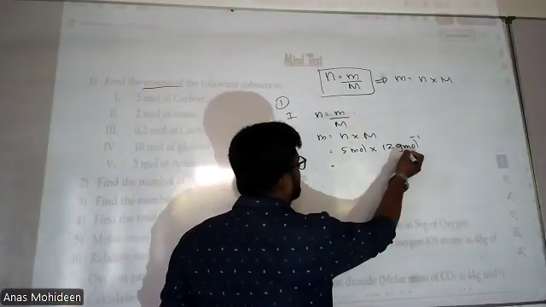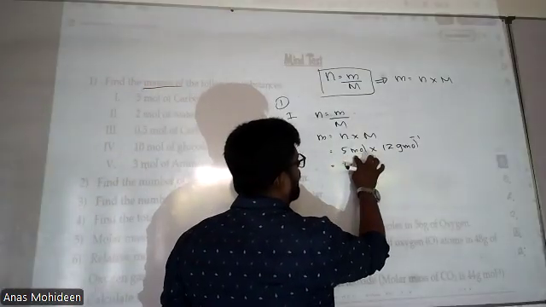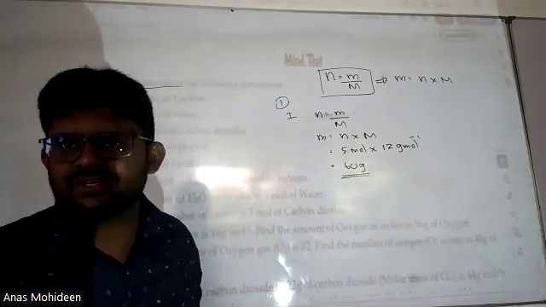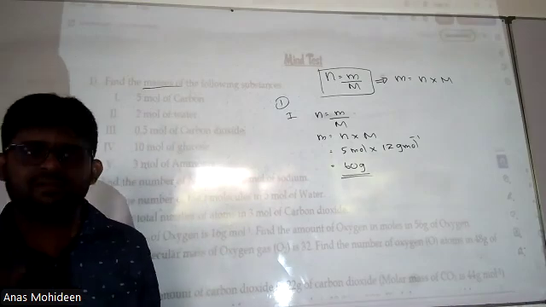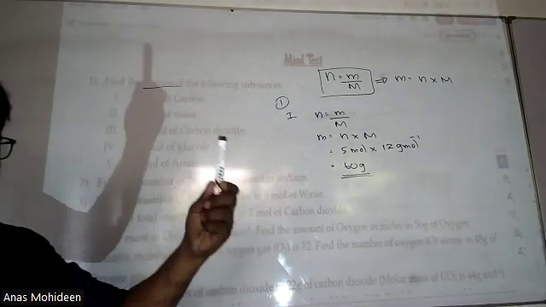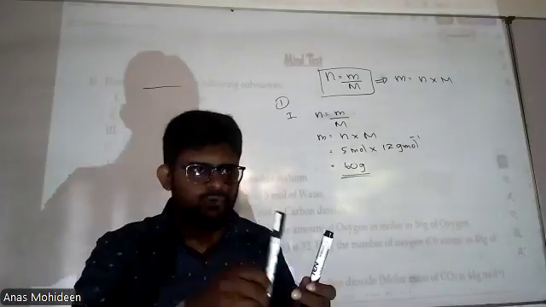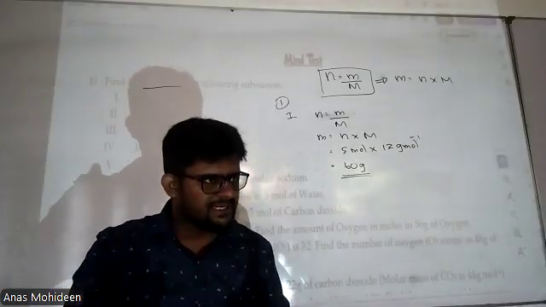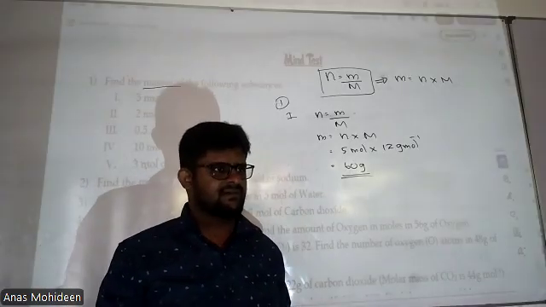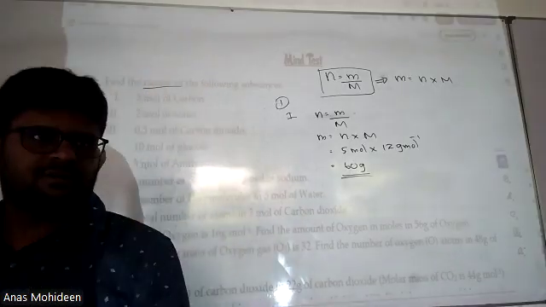5 into 12, how much? 60. Mole cancels with mole, so 60 grams. So how many grams are there in 5 moles of carbon? 60 grams. 1 mole is 12, 2 is 24, 3 is 36, 4 is 48, 5 is 60. That's it. Just multiply to get it.